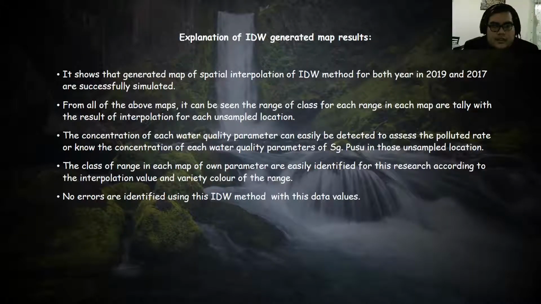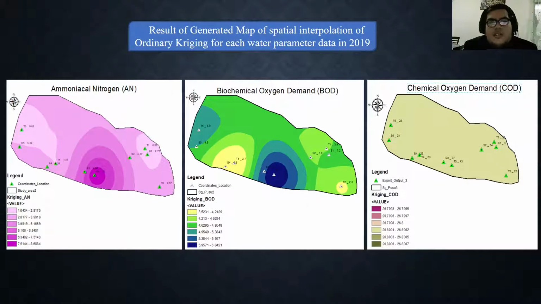Therefore, it can also be seen that no errors are identified in using this IDW method with this data value. Next is the result generated from spatial interpolation for ordinary kriging. As you can see, this is the map of ordinary kriging in 2019.